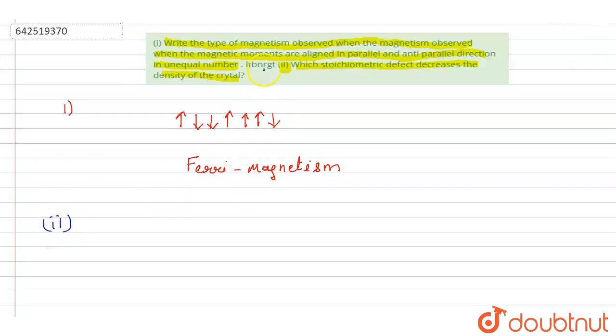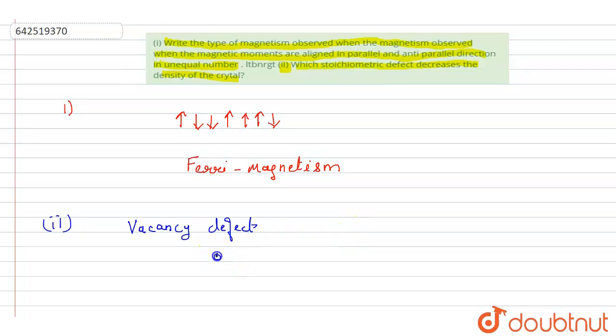In the second part it is given: which stoichiometric defect decreases the density of the crystal? So that is vacancy defect. When some lattice site is left vacant during the formation of the crystal, the defect is called vacancy defect.